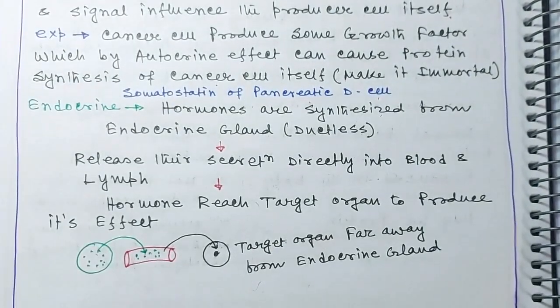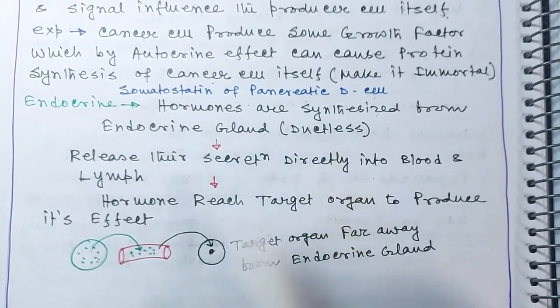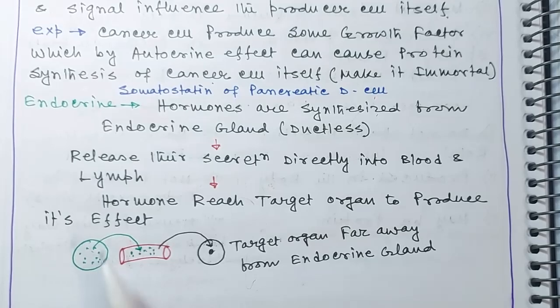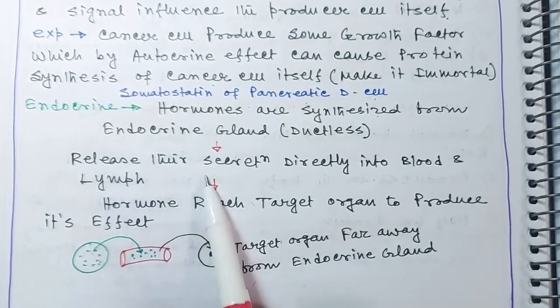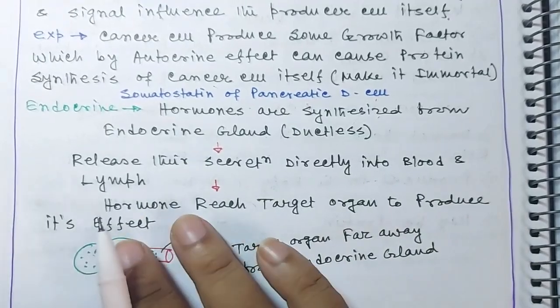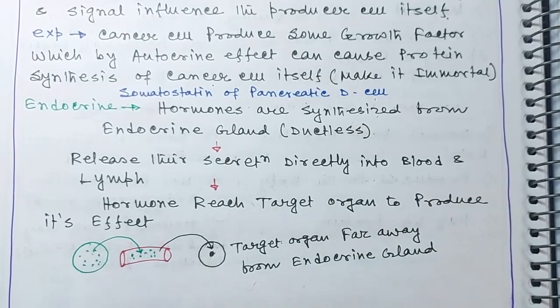And the next secretion is endocrine secretion. The hormones are synthesized from endocrine glands, and endocrine glands are ductless glands. This is an endocrine gland and this is a ductless gland. This endocrine gland releases its secretion directly into the blood and lymph. Remember it, any type of secretion which is carried by blood or lymph is called a hormone. And then this hormone reaches its target organ to produce its effect.